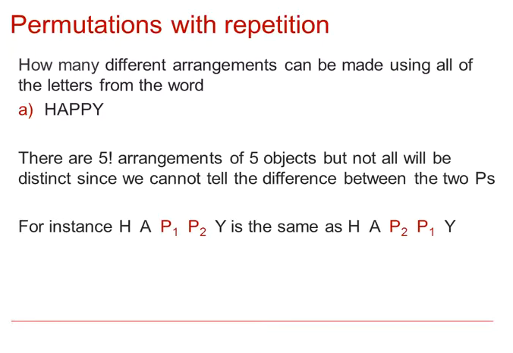Well, there are 5 factorial arrangements of the 5 objects or 5 letters in the word happy, but not all will be distinct or different since we can't tell the difference between the 2 P's. For instance, HAP1P2Y is the same as HAP2P1Y. Therefore, those objects P1, P2, which would have 2 factorial ways of arranging them, will not be counted, so we need to divide the 5 factorial by that 2 factorial.